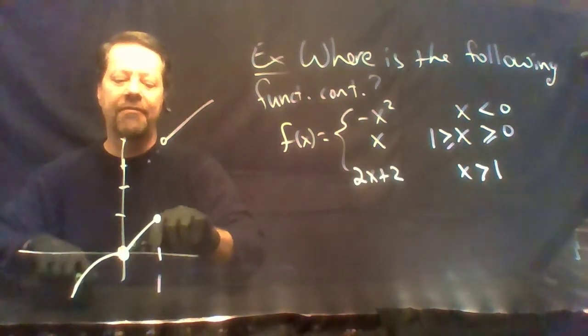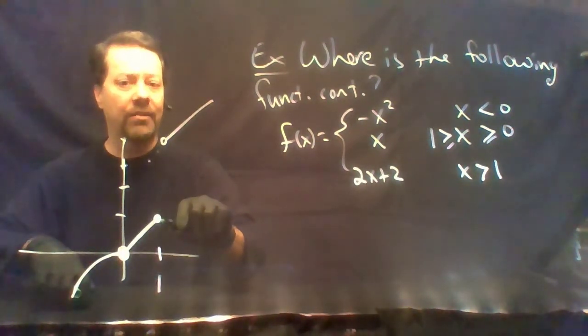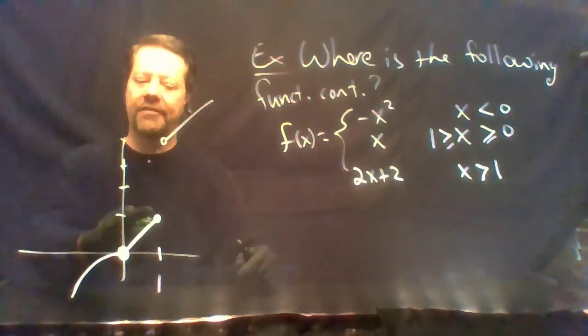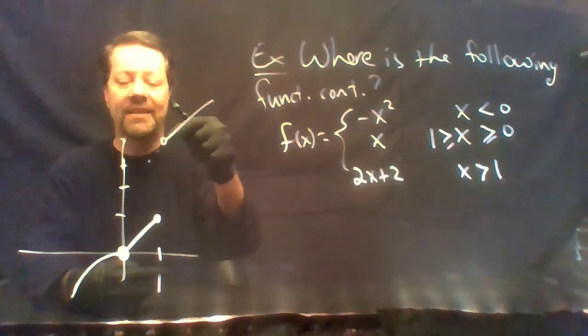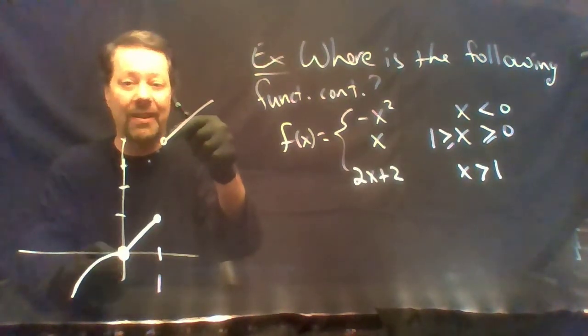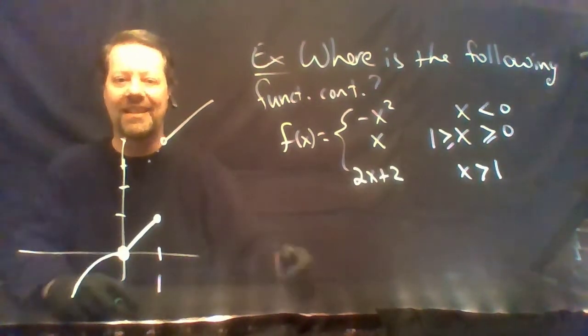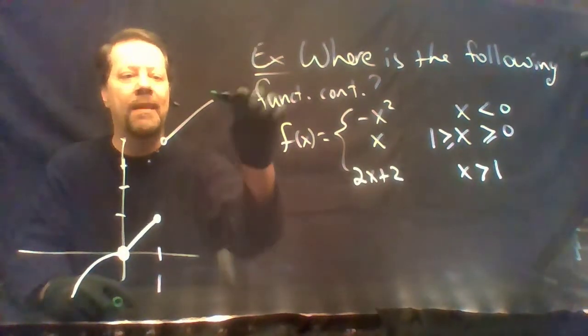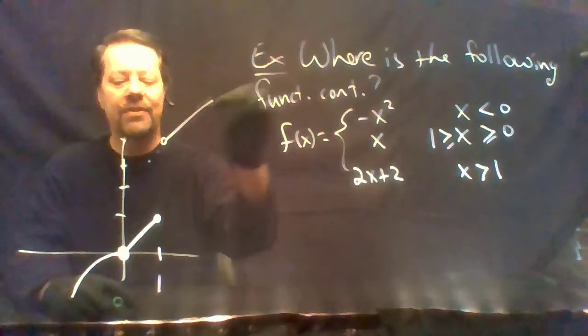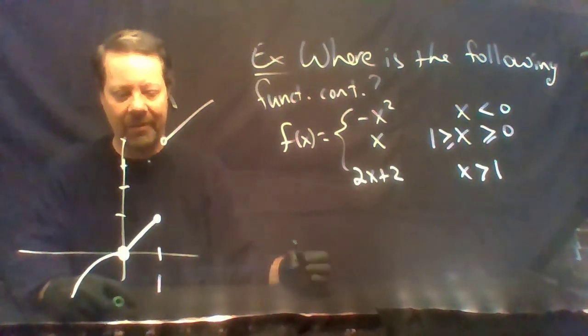I think you can see that this function is continuous from negative infinity to 1, not including 1, because while the left limit does exist and equal the function value, the right limit does exist but doesn't equal the left limit, which means that the limit doesn't exist. It's not continuous at x equals 1. However, it will be continuous for x values strictly greater than 1.